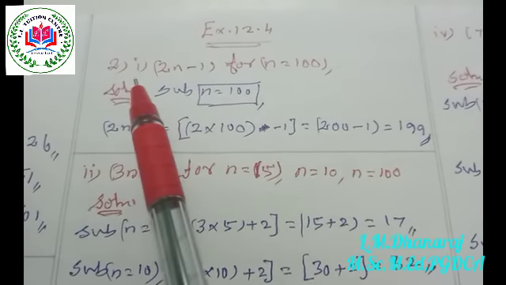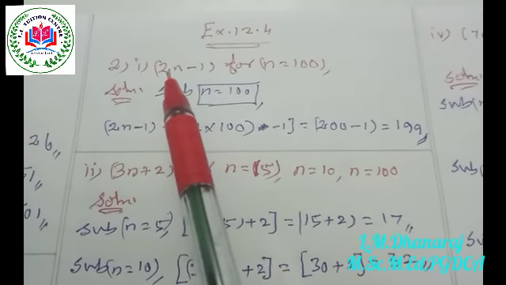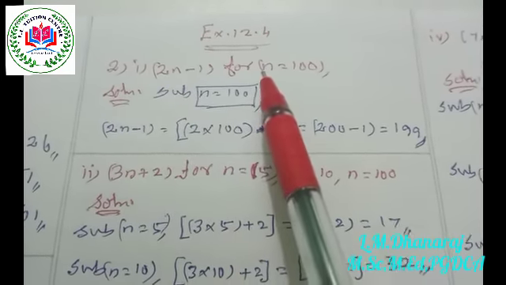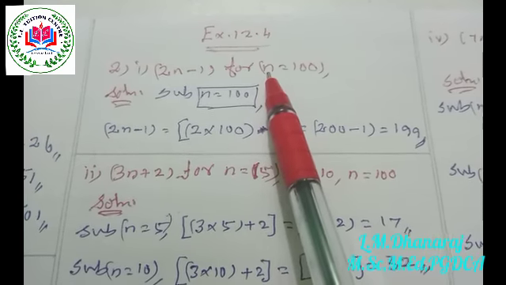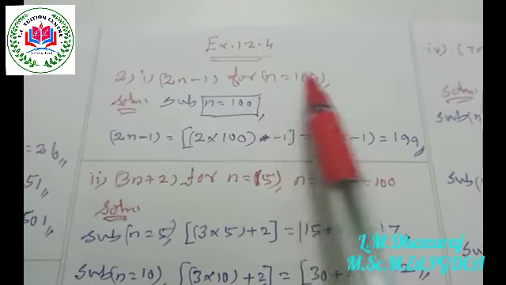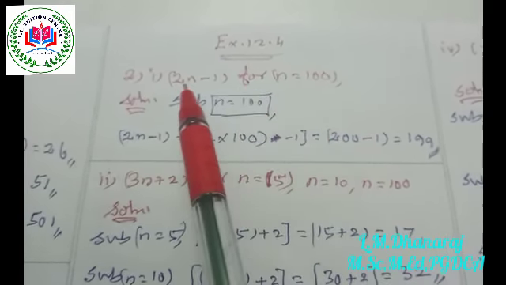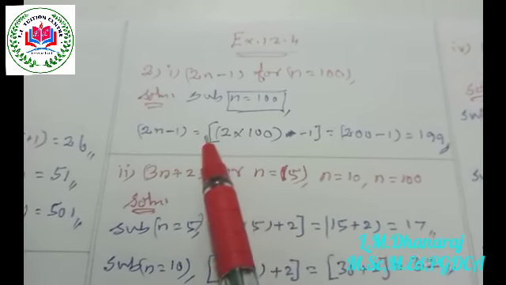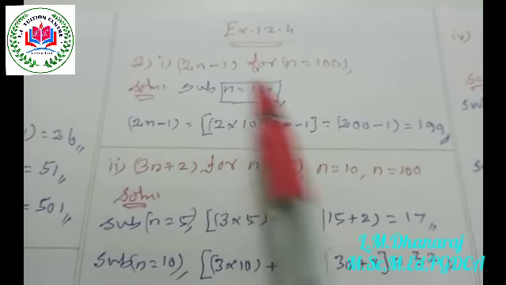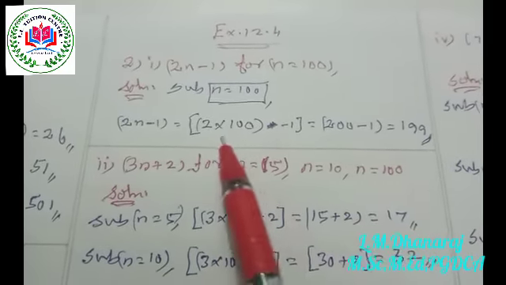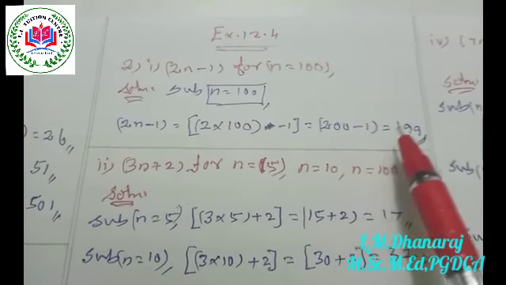Now for the second Roman letter, the given formula is 2n minus 1 and we have to find the indicated term. So here the indicated term is n is equal to 100. Instead of n, we have to replace 100. That is 2 into 100 minus 1. So that is 2 into 100 is 200. 200 minus 1 is 199.